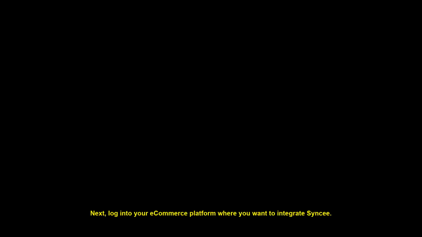Next, log into your e-commerce platform where you want to integrate Syncee. In your e-commerce platform, navigate to the app or integration settings. Look for the option to add a new integration or app. Select Syncee from the list of available integrations. You will be prompted to enter your API key. Paste the API key you copied from Syncee into the designated field.